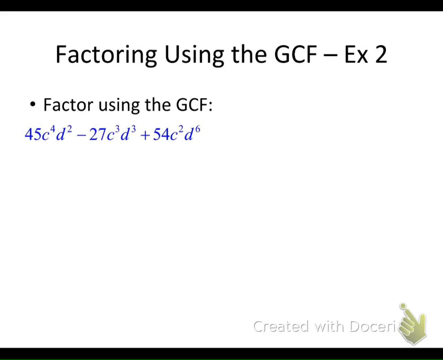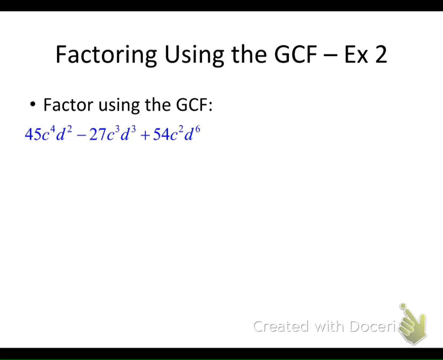Okay, so factor using the greatest common factor. So you're going to write what's in the blue right up underneath your directions there. So you're going to write those 3 terms right under factoring using the greatest common factor. So 45 c to the 4th d squared minus 27 c cubed d cubed plus 54 c squared d to the 6th. If you write big, like me, you want to try to write a little bit smaller so you can fit all this in. I didn't give you guys a whole lot of space here.